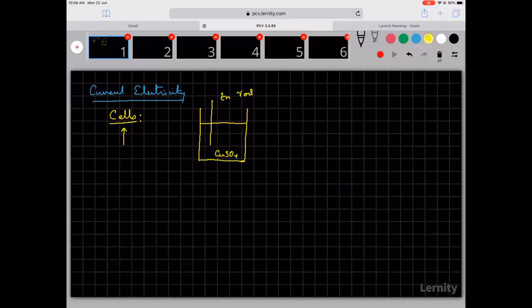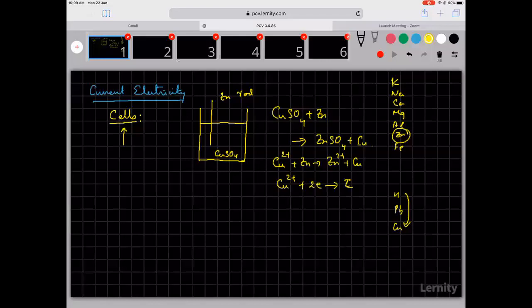So here you have a situation where zinc is much more reactive than copper. The moment you put this, what happens is CuSO4 plus Zn gives ZnSO4 plus Cu. Okay, so a displacement reaction takes place, and zinc displaces copper. If you look at this, what is happening is you have Cu2+ plus Zn becomes Zn2+ plus Cu. So suppose I separate these two reactions. Effectively, this is the reaction that is taking place.